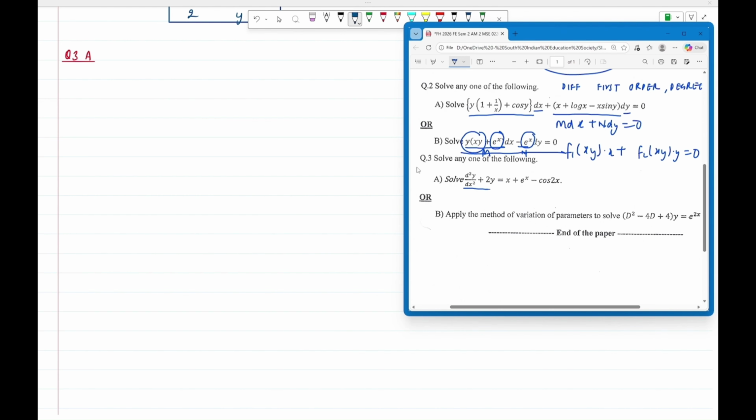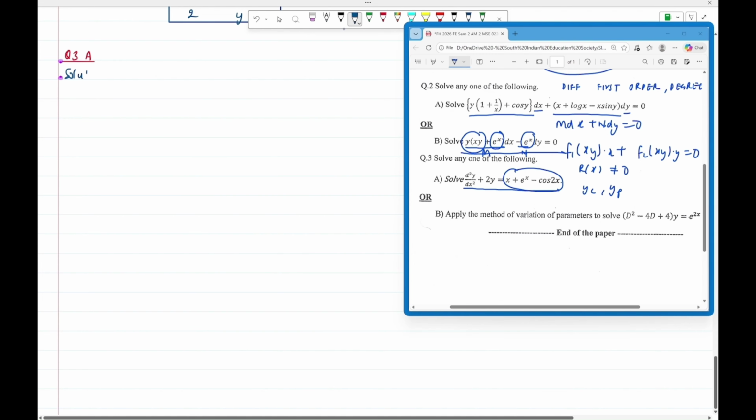So in the first one, we are given a second order linear differential equation. And as you can see, the right side, that is r of x, is not equal to 0. So we are going to find out the complementary function and also the particular integral. So we are going to break down our solution into some steps. So firstly, we are going to find out the complementary function. To find the complementary function, we begin with the auxiliary equation.